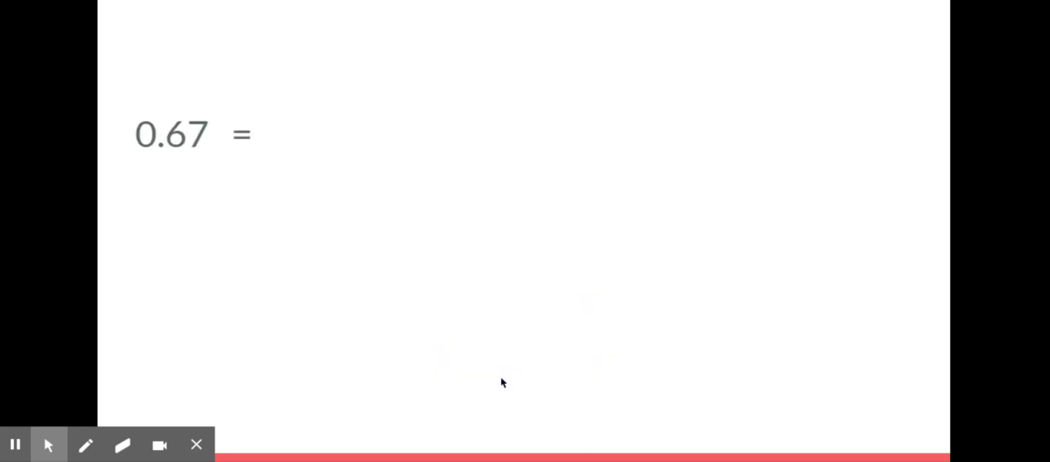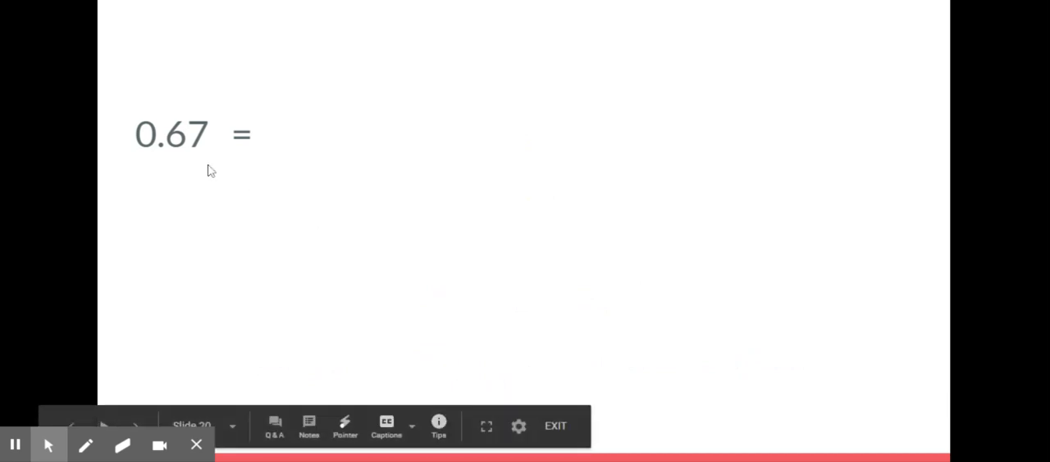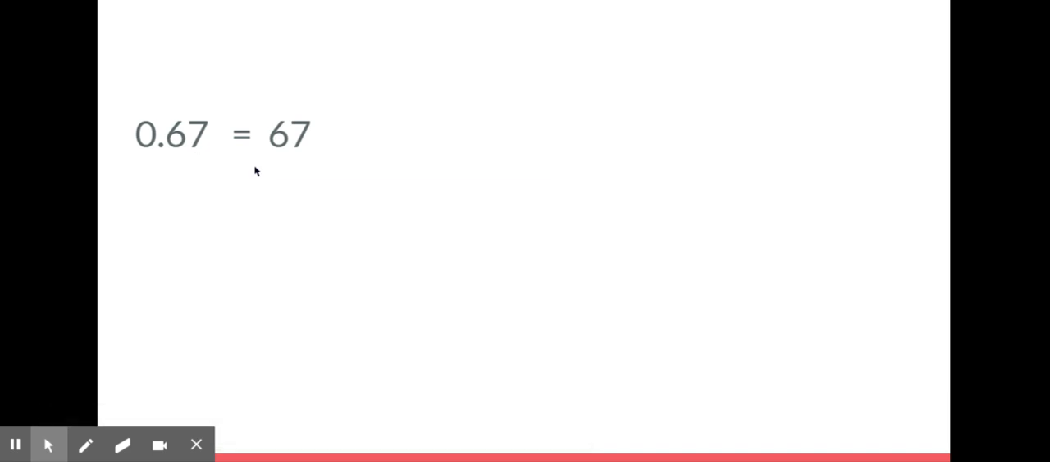All right, so this number here, we have 67 hundredths. If we want to turn this decimal into a percent, all you're going to do is take it times 100. Taking it times 100 is the same as moving the decimal over 2 places. 1, 2. So the percent here is going to be 67%.